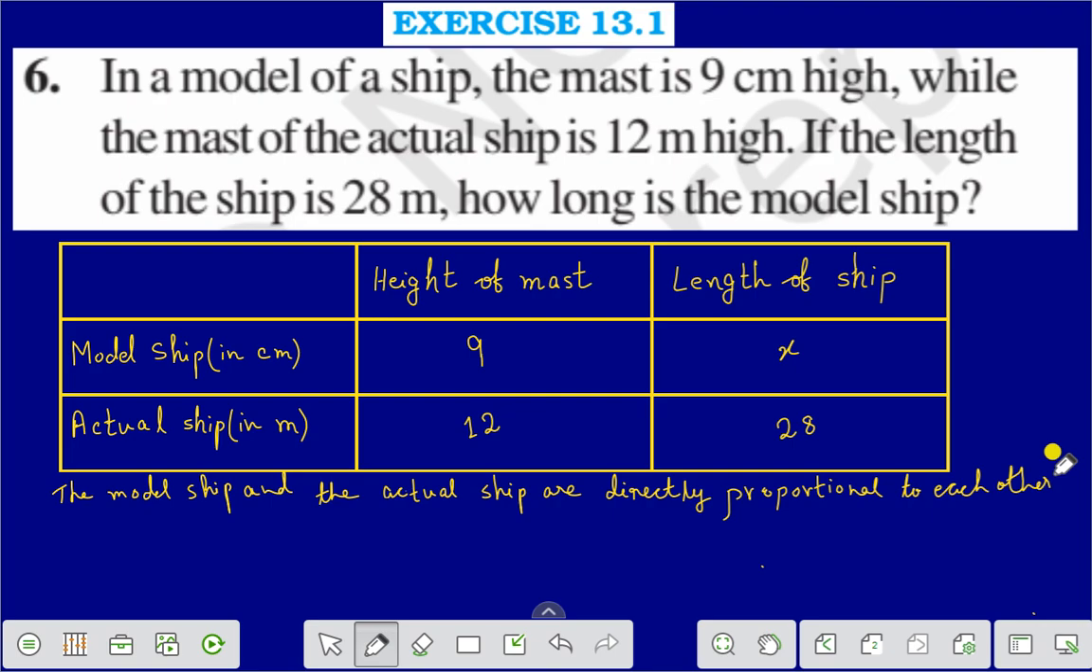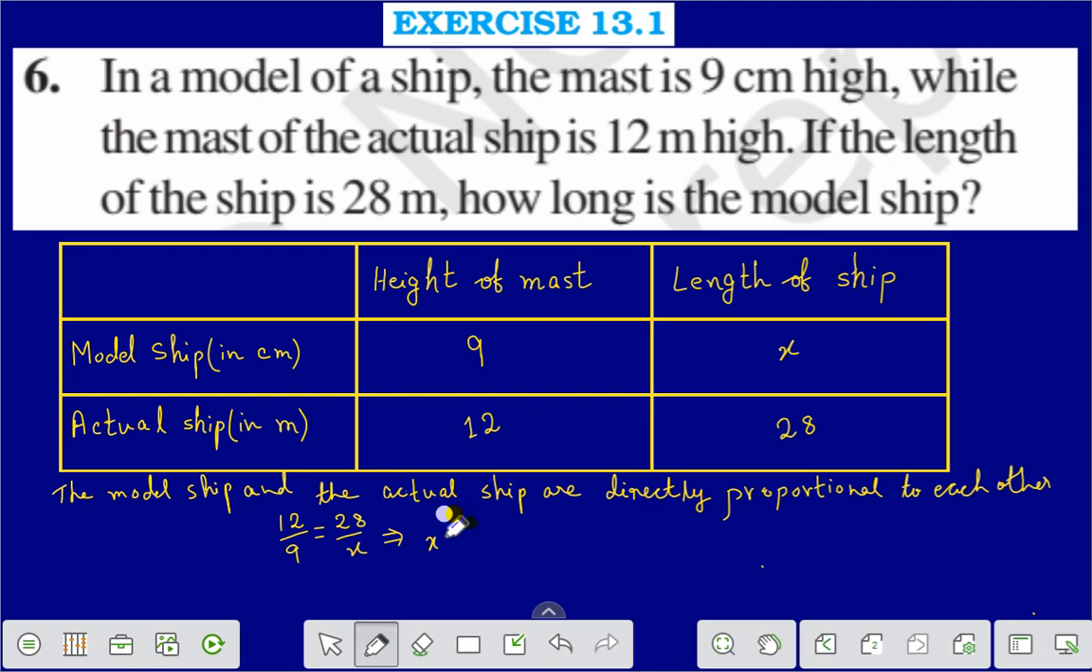That means if the height of the mast increases, then the length of the ship will increase. That means they are in direct proportion, right? Therefore you can write 12 by 9 is equal to 28 by x.